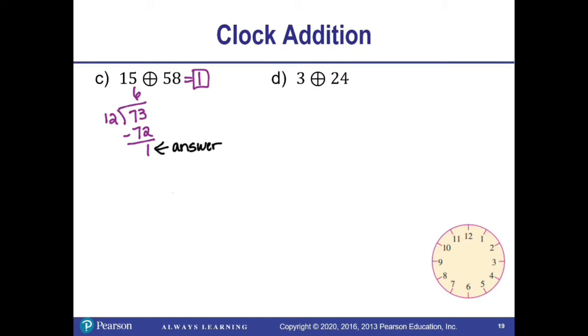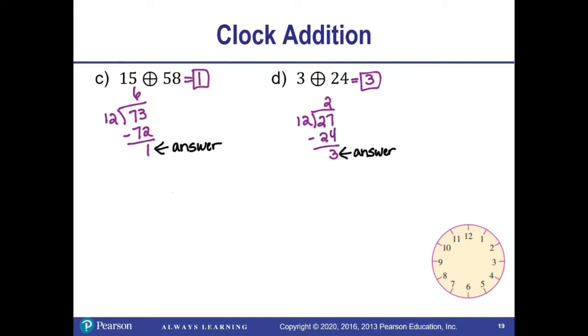In part D, we have 3 plus 24 on the clock. Well, 3 plus 24 is 27. 12 goes into 27 2 times with 3 left. Again, the 2 tells me how many times I go around the clock, and the 3 tells me where I land on the clock, and so the 3 is my answer. 3 plus 24 on the clock equals 3.